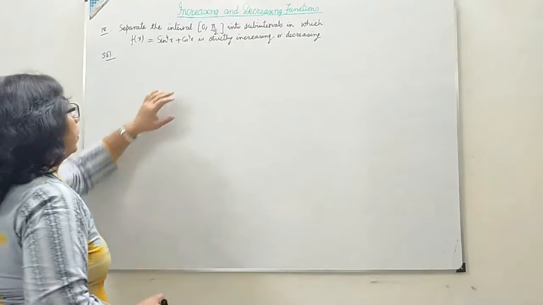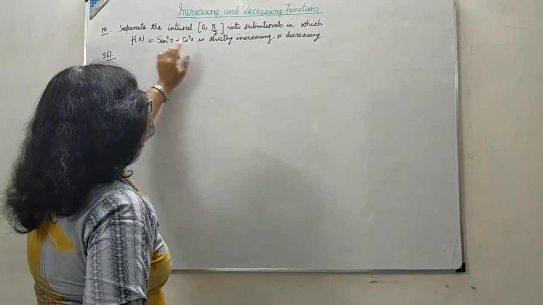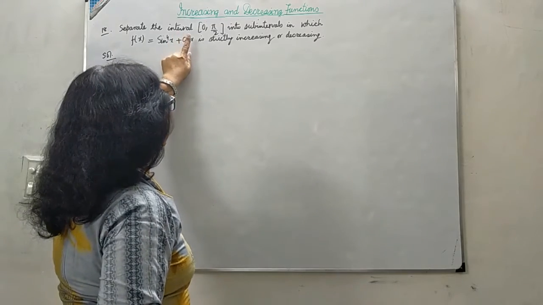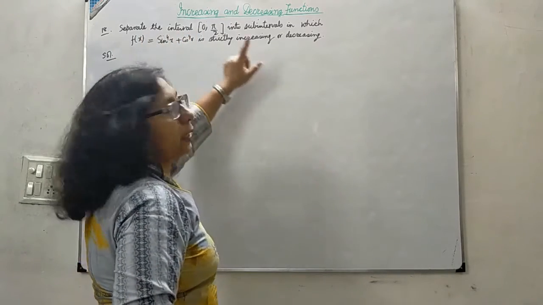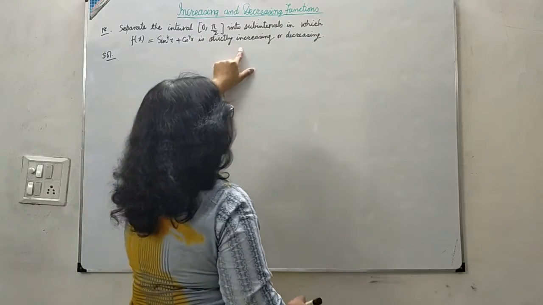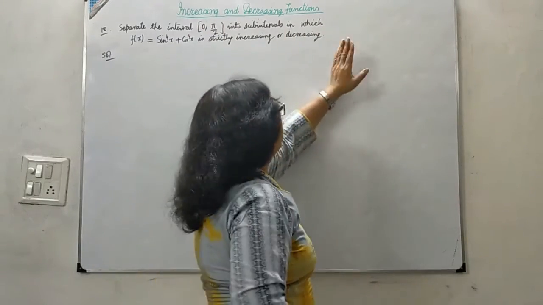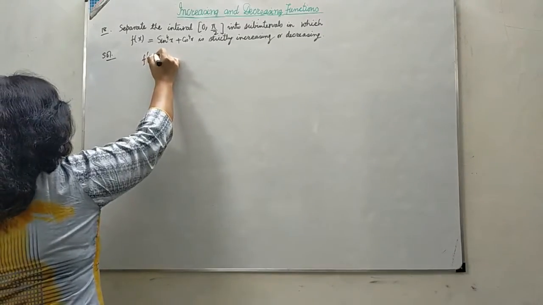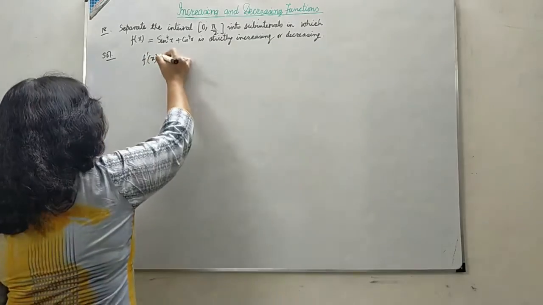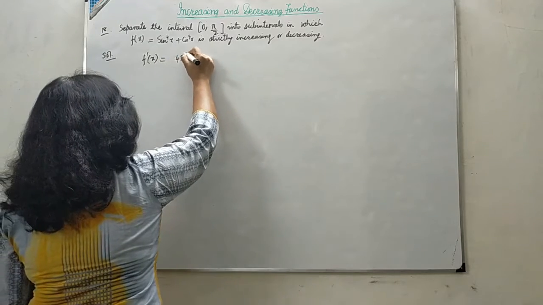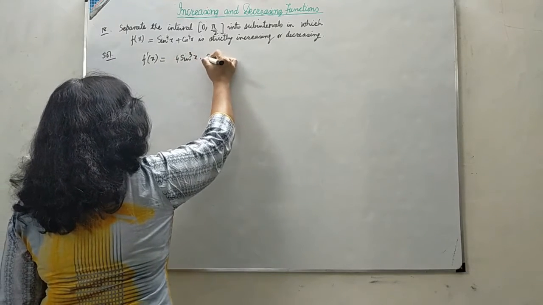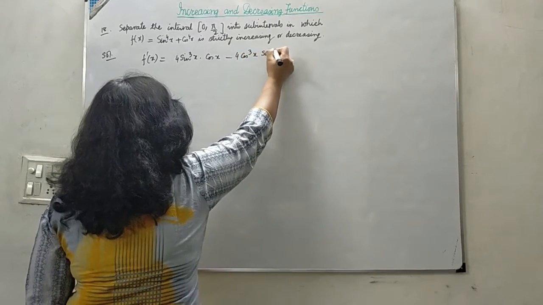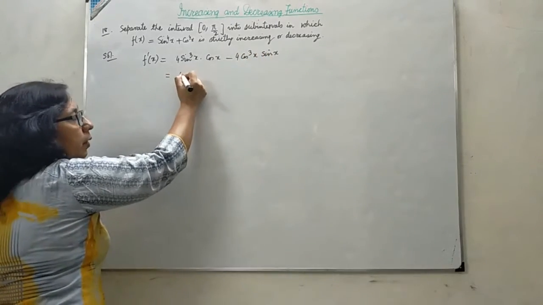Moving to the next example, we have the function as sin to the power 4 x plus cos x raised to power 4, and we want to separate the interval. The given interval is 0 to pi by 2 and we want to separate it into sub-intervals in which the function is strictly increasing or decreasing. First of all, as procedure, we will find the derivative. This is 4 sin cube x, by power rule, into the derivative of sin x which is cos x, minus 4 cos cube x into sin x. We have simply taken the derivative.